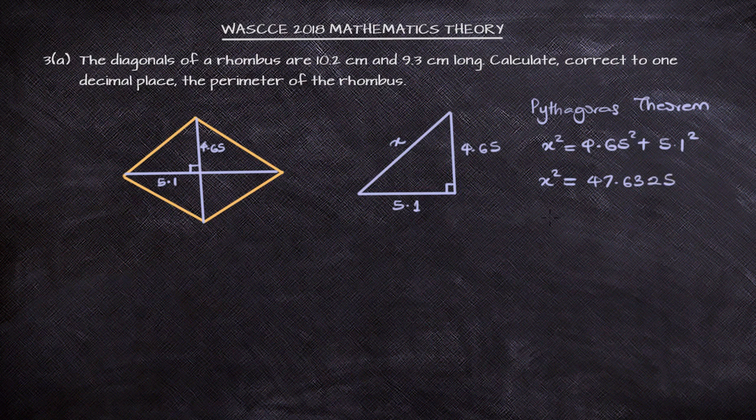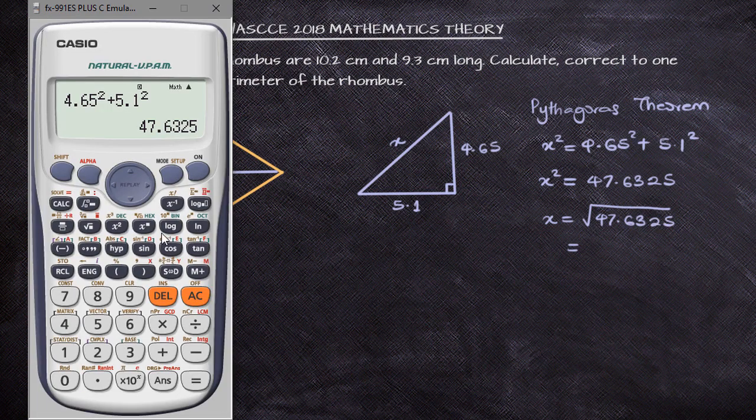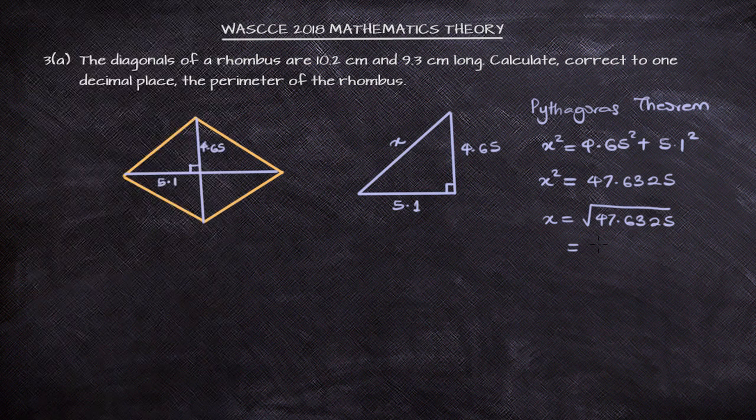So x will be the square root of 47.6325. And if we are to check that, square root of that is 6.90163 centimeter. But nobody asks us to find the value of x. What we are asked is to find the perimeter of the rhombus.